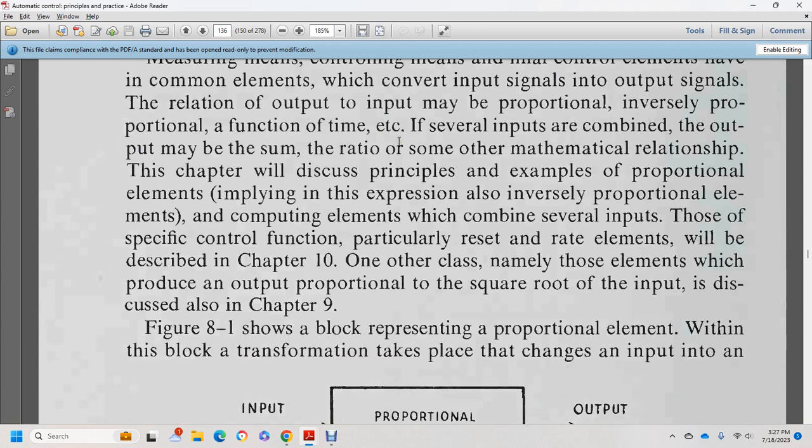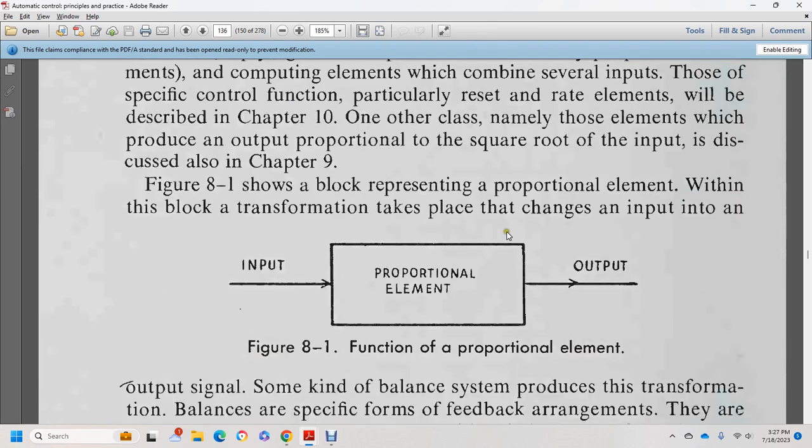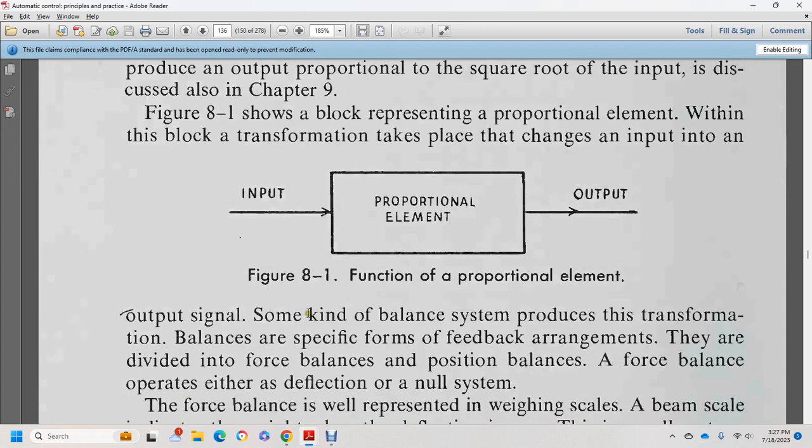Figure 8.1 shows the block representation of a proportional element, with the block transformer taking the place of the change of the input into an output signal. It shows the input going into the proportional element and then coming out as the output signal. Some kinds of balance systems produce the transformation, specifically in the form of feedback arrangements. They are divided into force balance and position balance.